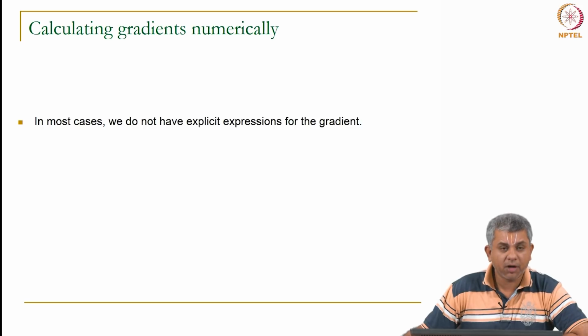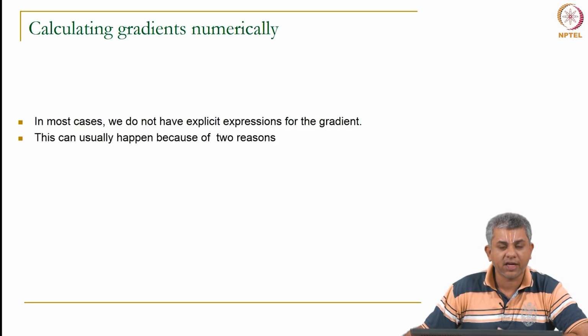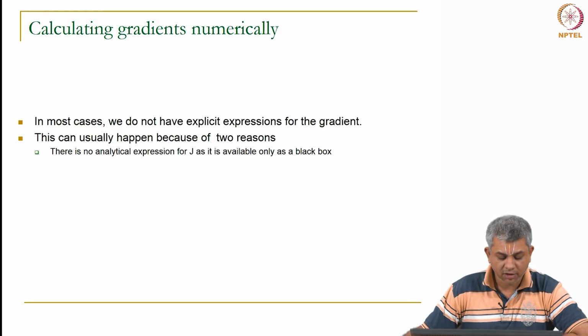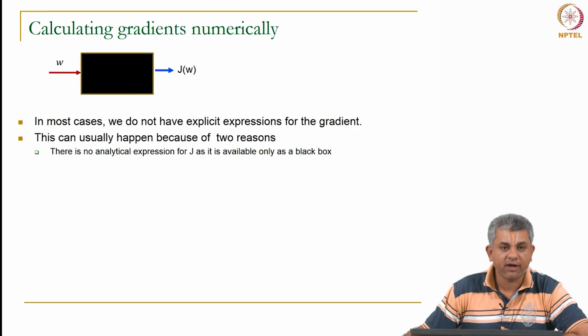Remember, as I said earlier, we do not have explicit expressions for the gradient available in most cases. This can happen due to one of two reasons. There is genuinely no analytical expression at all for J, and it is available only as a black box. So, this is one case. So, grad J is not available.